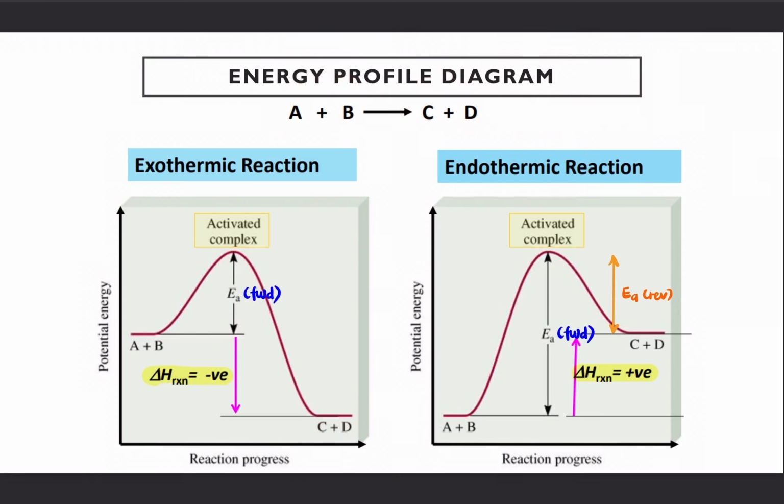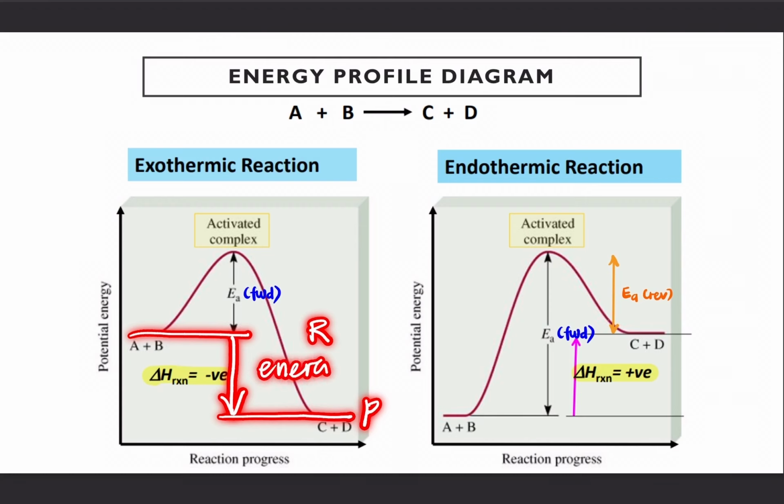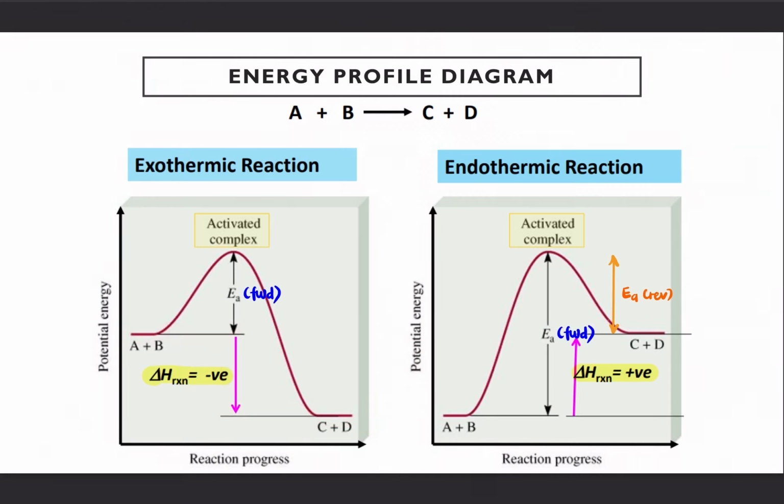Another way to know whether your reaction is exothermic is that I like to tell my students to draw a line for your reactant and your products, and then draw the arrow from reactant to product. So the direction will be downwards. That means that energy is released. So that means your reaction is an exothermic reaction.